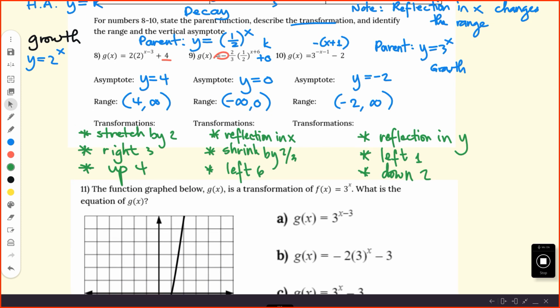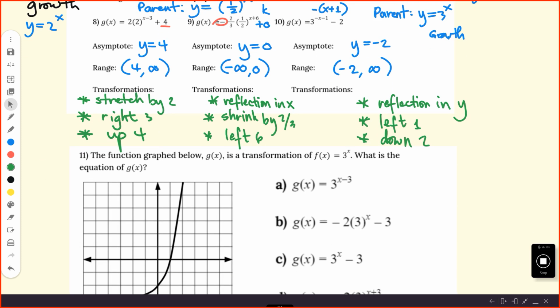All right, so for the last part, we're going to do 11 and 13, and then you're going to do 12, okay, for your practice notes. Do you have any questions on the transformation?